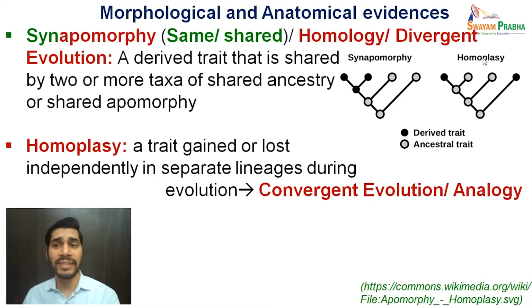In contrast, there is a phenomenon of homoplasy, wherein a trait is gained or lost independently in separate lineages during evolution. So during the course of evolution, a particular derived character has been gained or lost independently in separate lineages. This is one lineage, this is another lineage. They have a shared character, but they both have derived it independently. This is something which we call convergent evolution or analogy, which is in contrast to homology or homologous structures, which we just discussed.